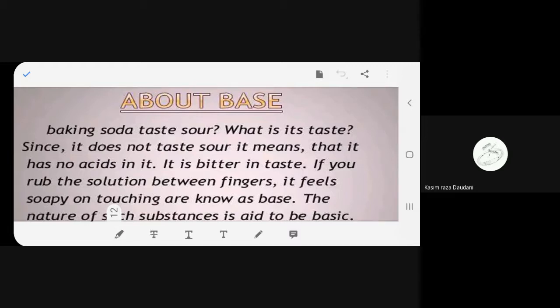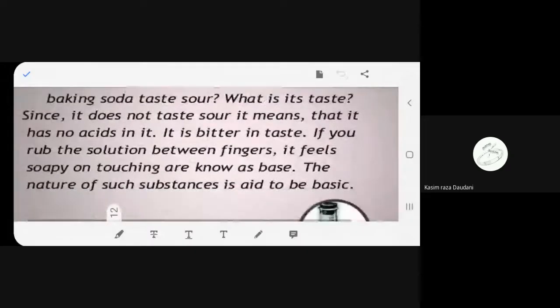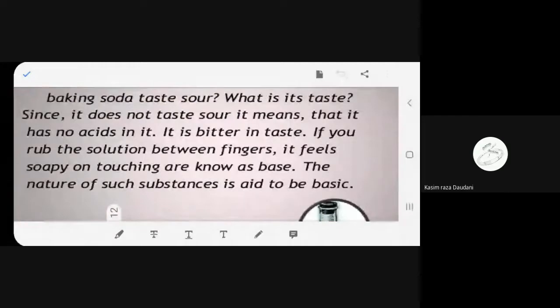About base. Baking soda tastes sour? Sir, what does it taste like? Since it does not taste sour, it means that it has no acid in it. It is bitter in taste. If you rub the solution between fingers, it feels soapy on touching, known as base. The nature of such substance is said to be basic. Actually, this should be "said." S is missing, beta. The nature of such substance is said to be basic.